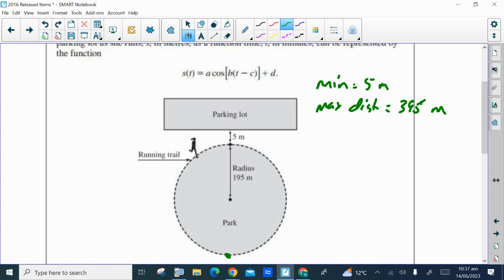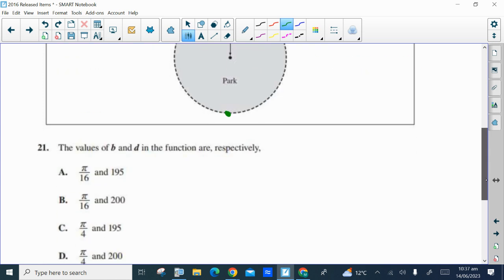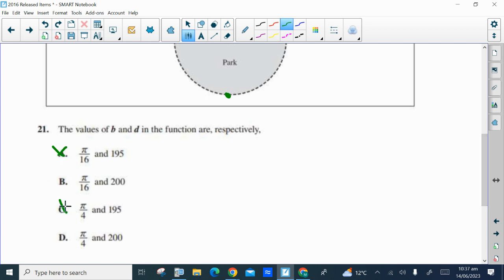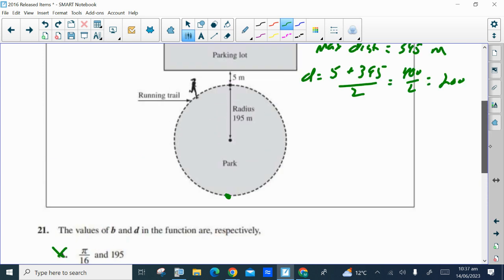So that would be the max and min value of that graph. And remember, D, the horizontal midline, is halfway between the max and the min. It can be found by basically finding the average between the max and the min. You add them up and divide by 2. So that'll give you 400 divided by 2, which is 200. So that is our D value. So we can eliminate A and C. So now we just have to figure out what our B value is.